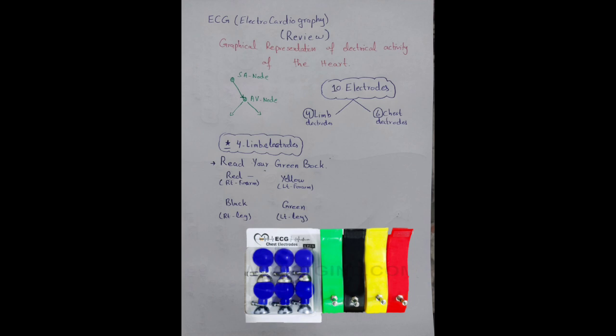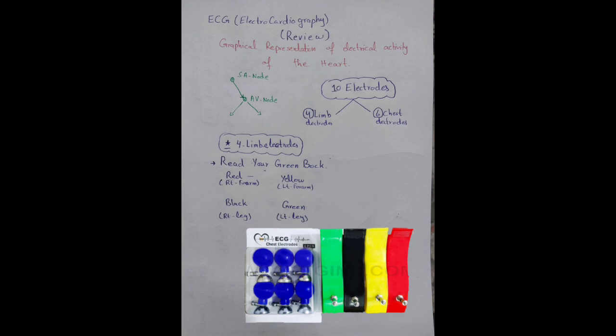In ECG we have 10 electrodes: 4 limb electrodes and 6 chest electrodes. Remember, electrodes and leads are different. We have 10 electrodes and 12 leads, but firstly we will see which are our 10 electrodes. So the 10 electrodes are divided into 4 limb electrodes and 6 chest electrodes.